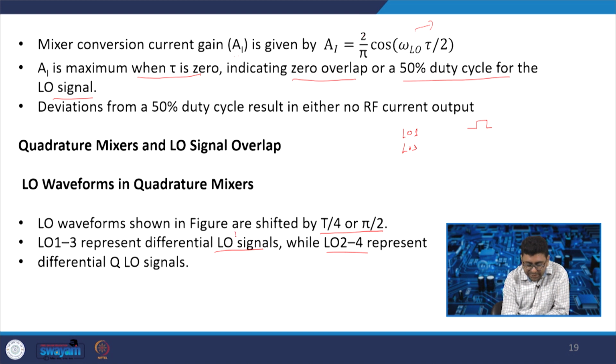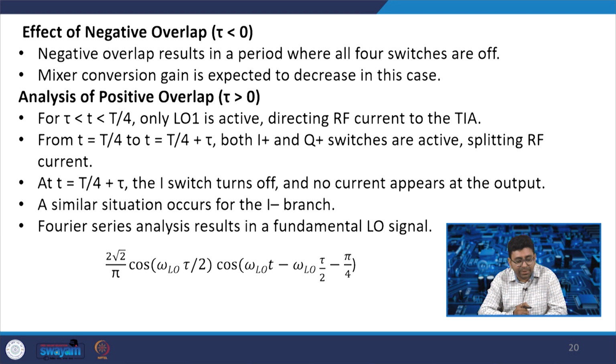So, LO 1 is the in-phase signal, and LO 2 and 4 are a quadrature differential signal. Now the effect of negative overlap, where tau is less than 0. Negative overlap results in a period where all 4 switches are off. Same as what we have considered, the mixer conversion gain is expected to decrease in this case.